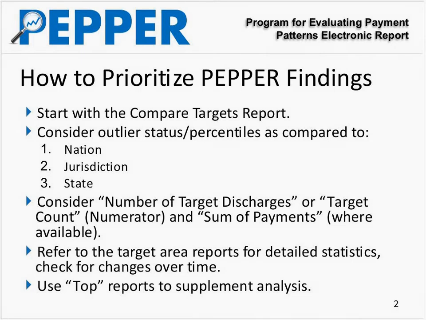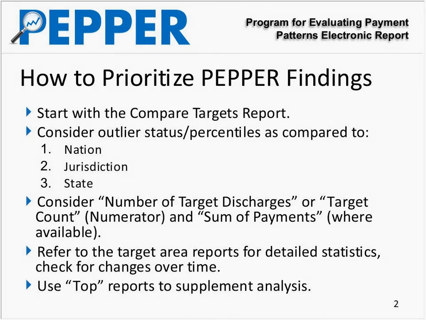Consider your outlier status as compared to nation, jurisdiction, and state. You might also want to consider the number of target discharges, or the numerator count, as well as the target sum of payments as prioritizing factors. If you're an outlier in a target area that has a large volume of discharges or a large numerator count, or if the sum of Medicare reimbursements is also large, that may merit additional attention.